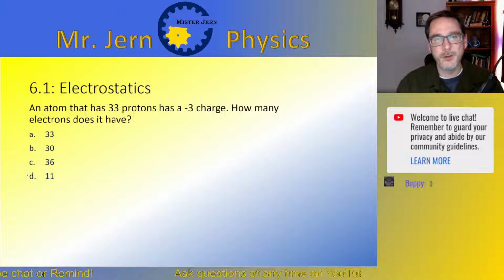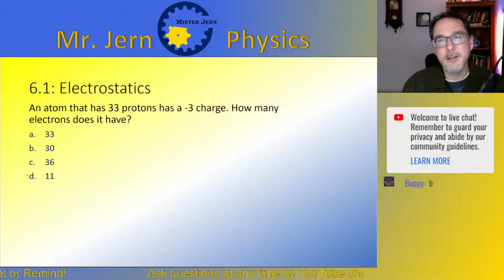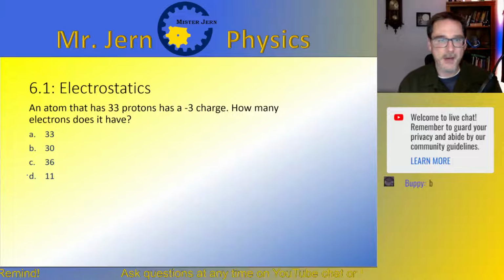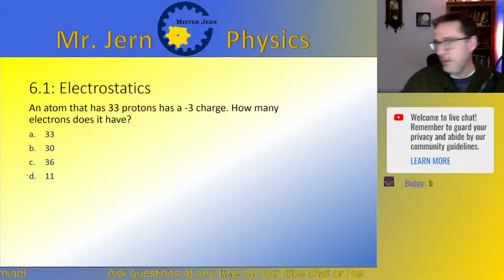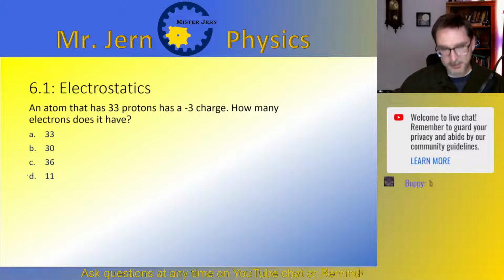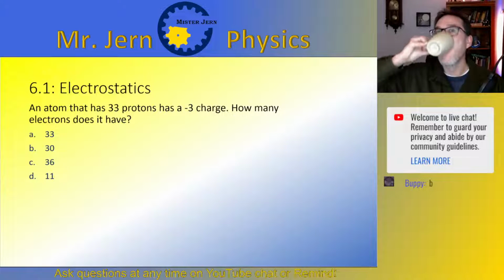Okay, moving along. Speaking of being balanced, an atom that has 33 protons has a -3 charge. How many electrons does it have? So just think about this multiple choice. That my little cursor being by the D means, there we go. I wasn't trying to imply anything.